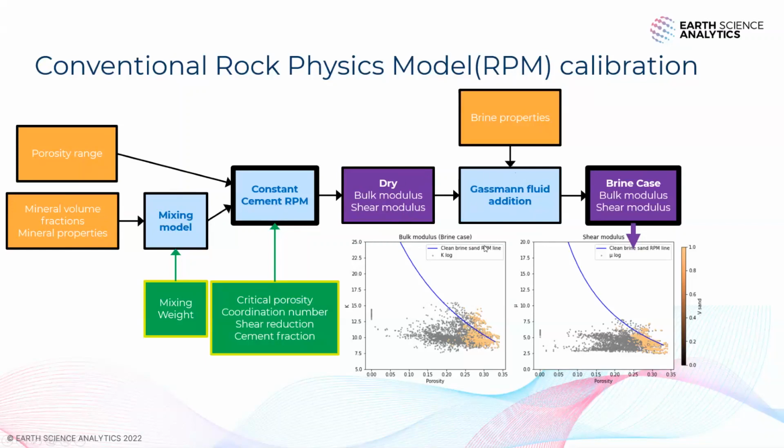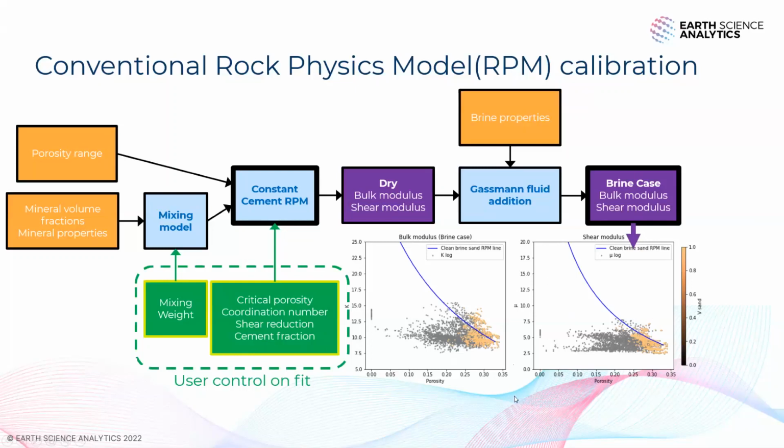And then we do a Gassmann fluid addition to add the brine properties in, assuming that we're fitting in the brine case, not the dry case. That gives us brine case bulk modulus and shear modulus, which we can then plot in here as a line and adjust these green parameters so that they fit the line to the cloud of data. So this is the standard way of fitting a rock physics model, that you adjust these parameters until you get a visual fit here.